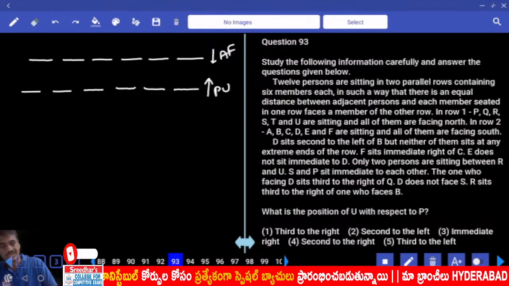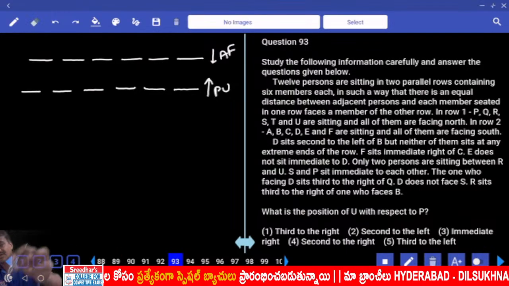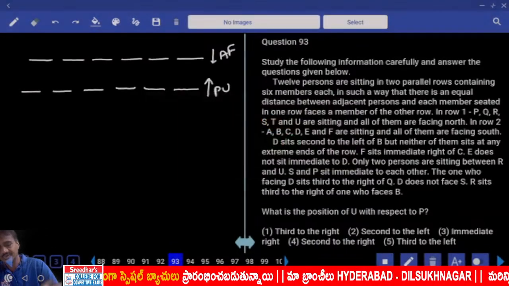And D sits second to the left of B, but neither of them is at the extreme end. D is seated second to the left of whom?